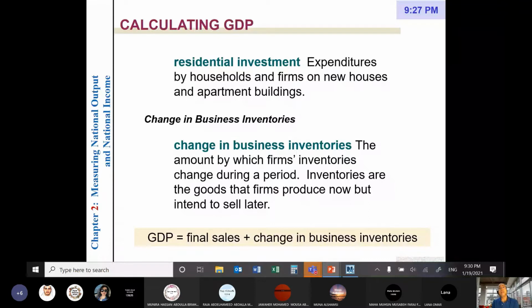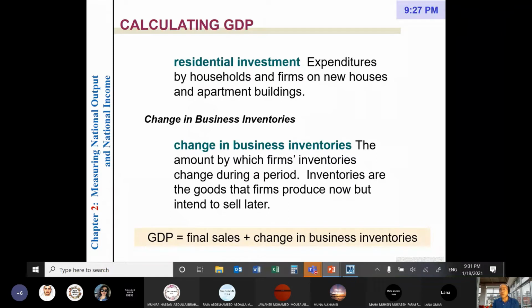Unfortunately, residential investment takes a good part of total investment. If poor countries manage to save a little money after covering their basic needs such as food, they will spend their savings to build simple shelters or houses. So residential investment takes a good part of total investment.